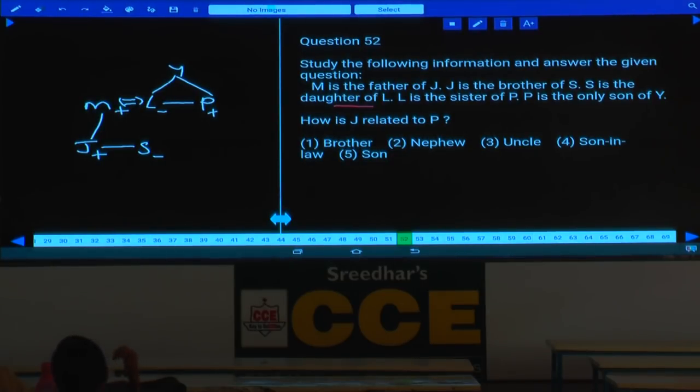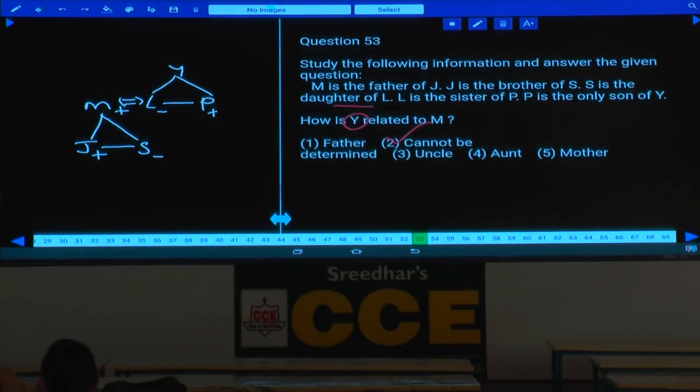Then how is J related to P? Tell me how J is related to P. Now J and S are the children of this M and L. P's sister is L. Sister's son. Sister's son means sibling's son, nephew, that is choice 2. J is the son of P's sister L. Sister's son is nephew, that is choice 2.